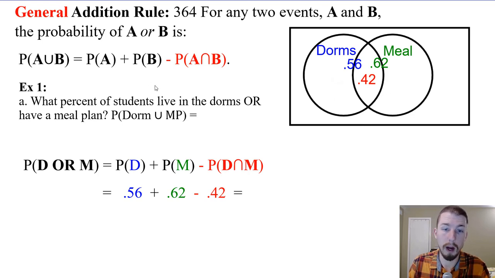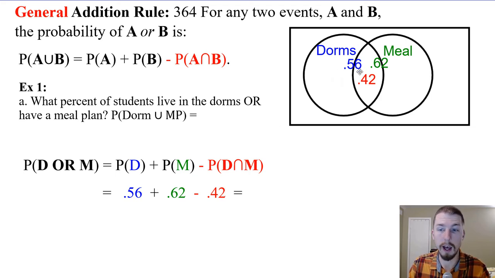So how we correct for that is we add their probabilities together like we did before, but then we subtract the intersection between the two, which is the overlap. If you think about it, if we add the 56% plus the 62%, the 42% that were both got counted twice because they got counted among the people who lived in the dorms and among the people who had the meal plan. So we correct for it by simply subtracting that intersection so that they're only counted once instead of being counted twice.